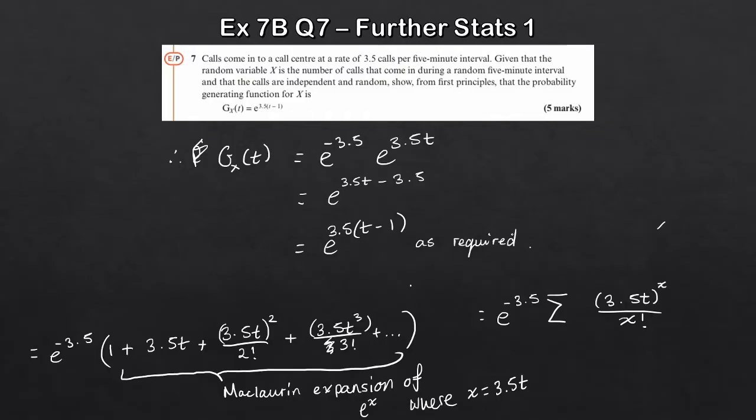Okay, so 5 marks for that. You've just got to be careful with your manipulation, and then recognise here that this is the Maclaurin expansion of e to the x, where x is 3.5t. Okay, so I hope that's clear. What we'll do is jump into the next one.